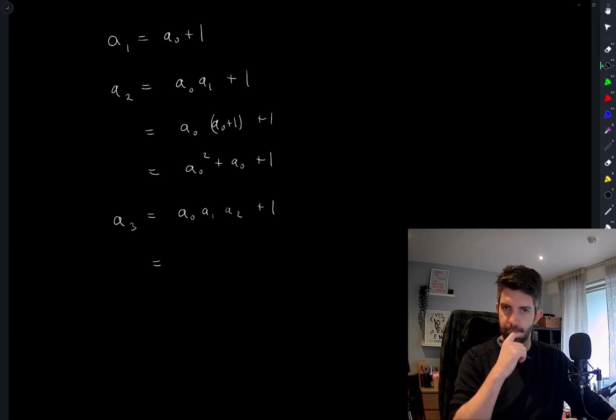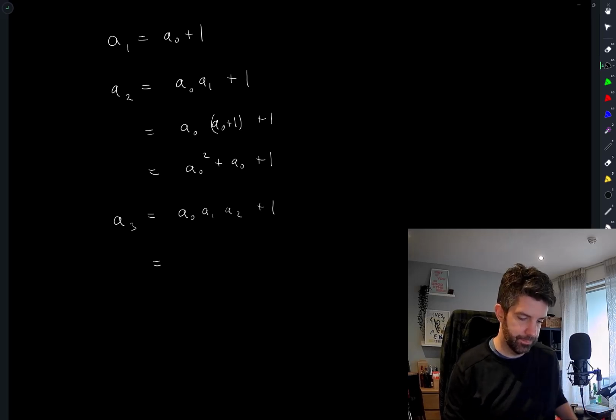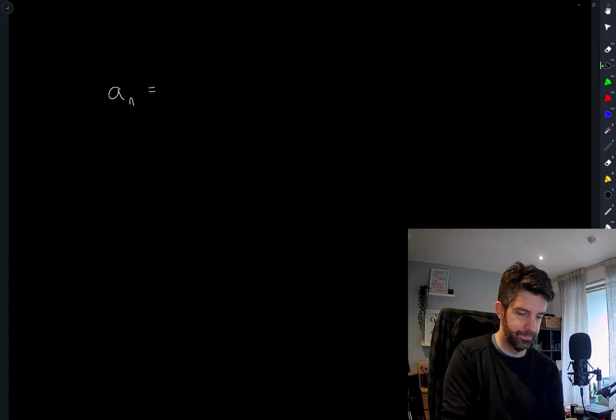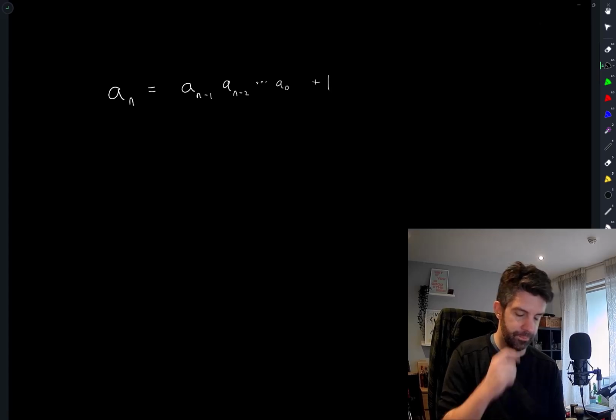I think the answer is going to be option B, in fact. So let's write it like this. an is equal to the product of all previous values, so a(n minus 1) times a(n minus 2) dot dot dot down to a0, plus 1.